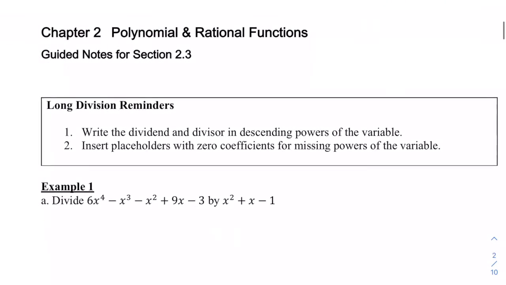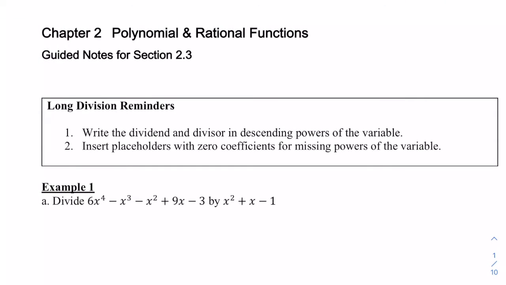Now let's do some division. Before we get too far, make sure that you always write the dividend and the divisor in descending order of degree and powers. If there's any degrees missing or variables missing, make sure you put placeholders with 0 coefficients. Okay, let's do some division.